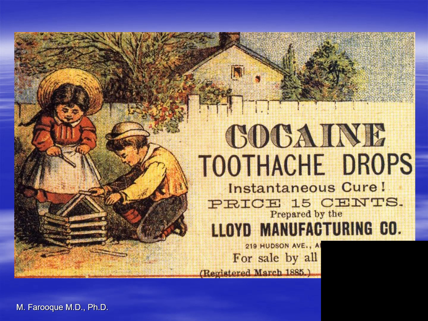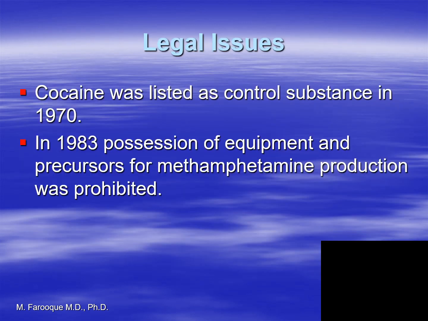This is an advertisement from 1885 that cocaine is available in a local drug store. Cocaine was listed as a controlled substance in 1970. In 1983, possession of equipment and precursors for methamphetamine production was prohibited.